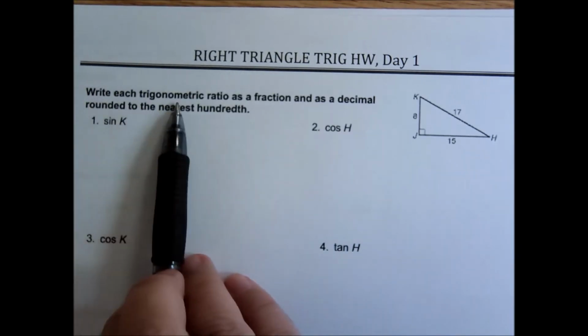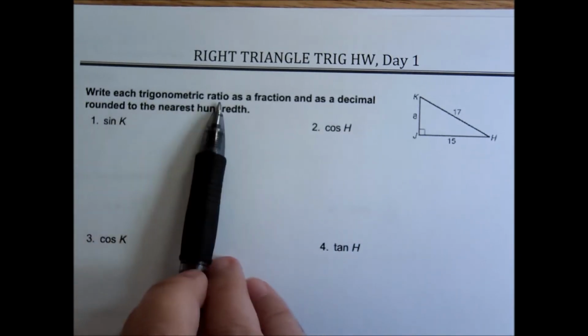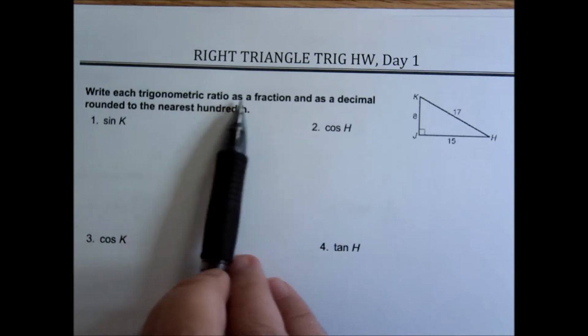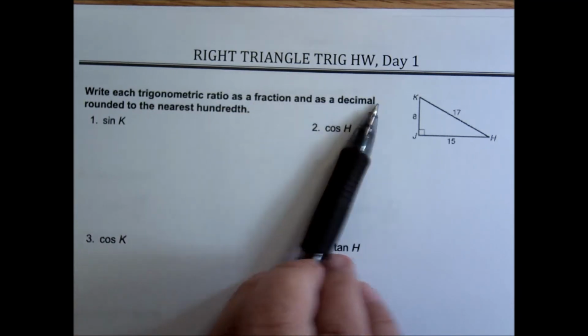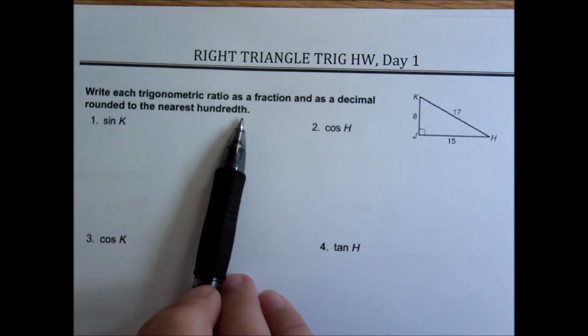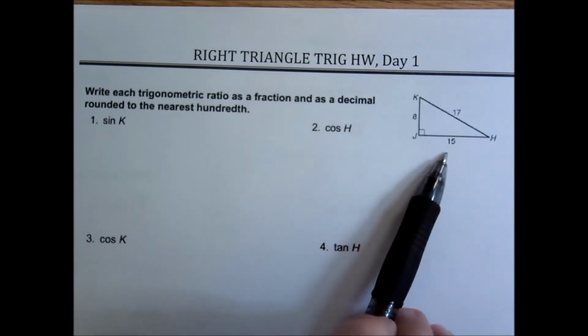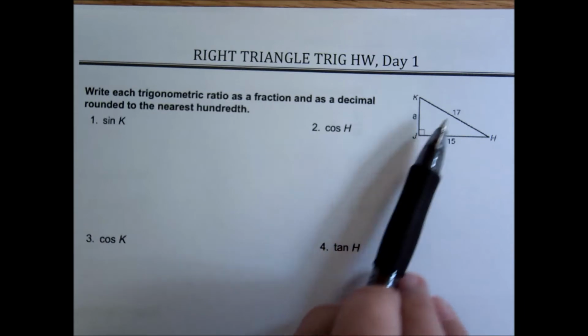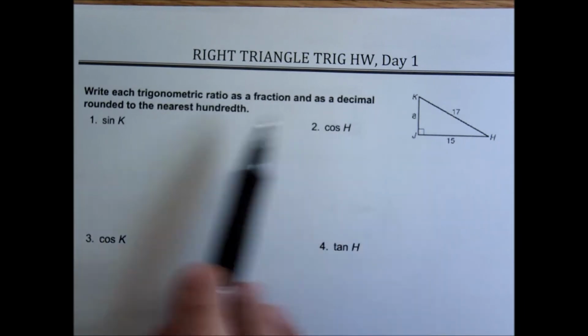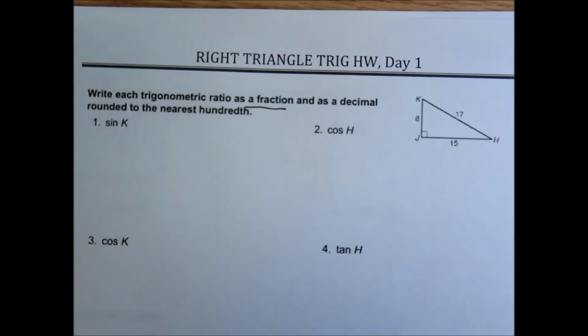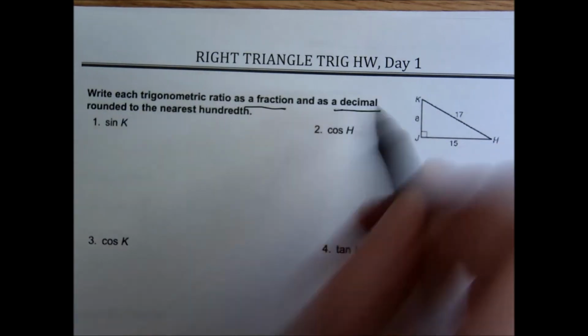This says write each trigonometric ratio, those words just mean sine, cosine, tangent, as a fraction and as a decimal, rounded to the nearest hundredth. Okay? Notice that I have all the sides. I do not have any angles. I am not going to press the sine button or the cosine button or the tangent button on my calculator. I'm just setting up fractions, and then I'm changing those fractions to decimals.